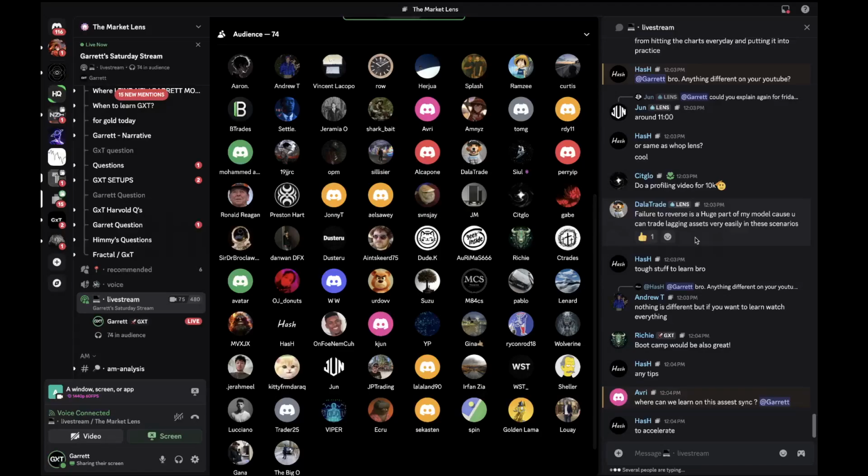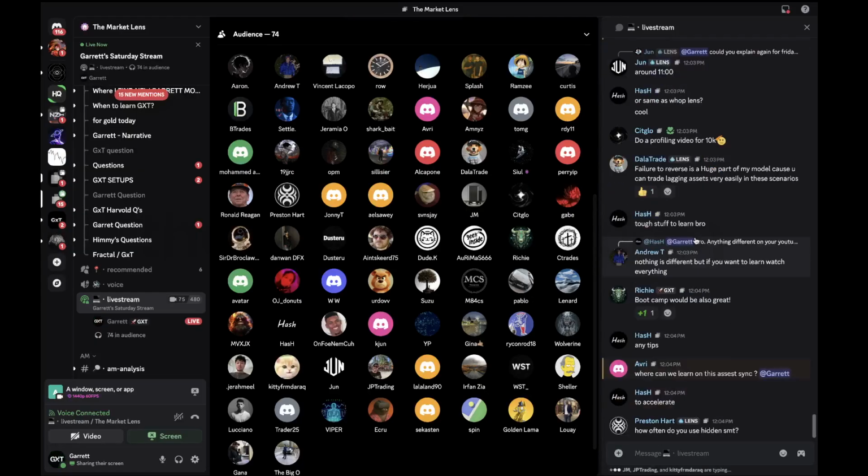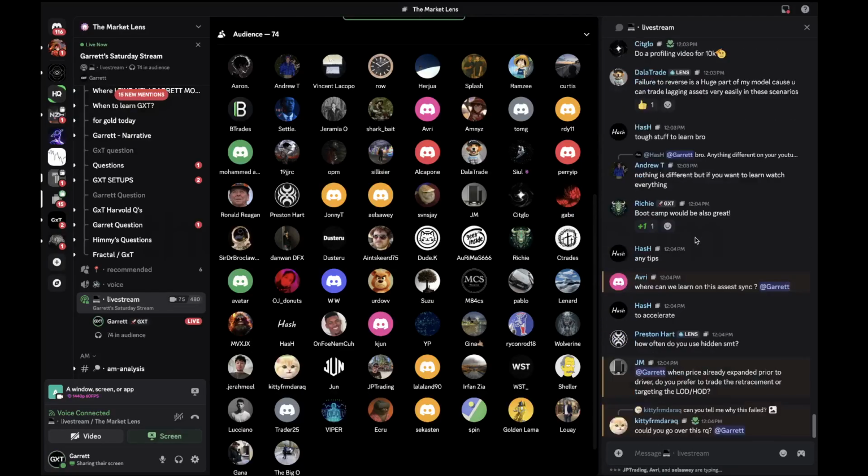I have to confirm price with between triads, SMTs, and stuff like that. Drivers. Hidden SMT, it's not something I really use. I wouldn't really use it too much.